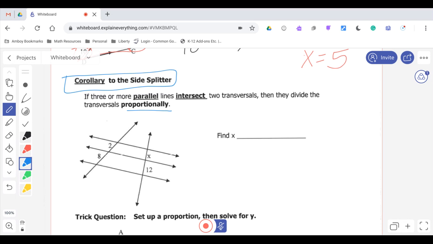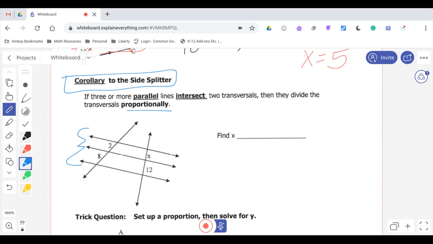Okay? So here, these are my 3 parallel lines. And the other 2 lines going through them are called transversals. If you remember last year, we spent a lot of time going over the different types of angles that are created when we have parallel lines and transversals. They also happen to divide the transversals proportionally.